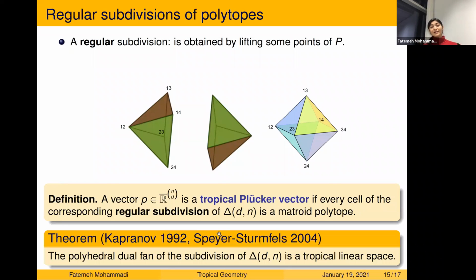Okay, and what is even more important is that if you take the polyhedral dual fan of this subdivision, that is going to be a tropical linear space. So this fan, the dual fan, has some nice properties: it's pure, balanced, etc. And that represents a tropical linear space.